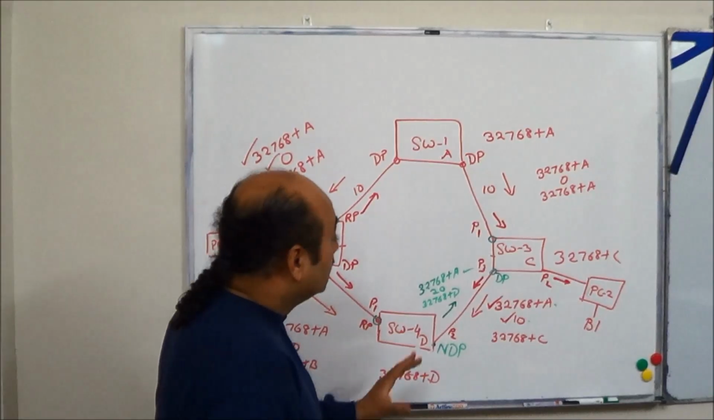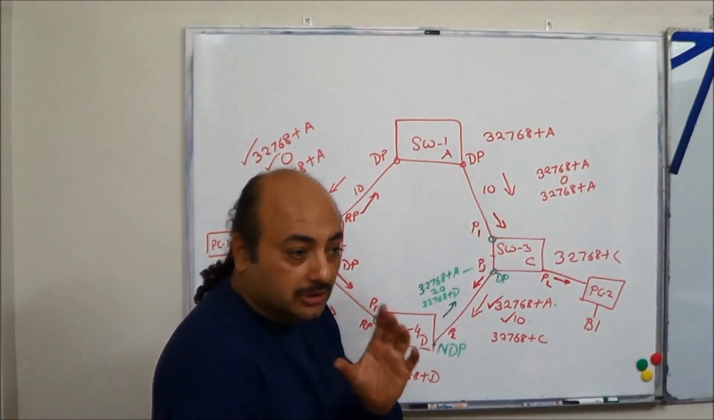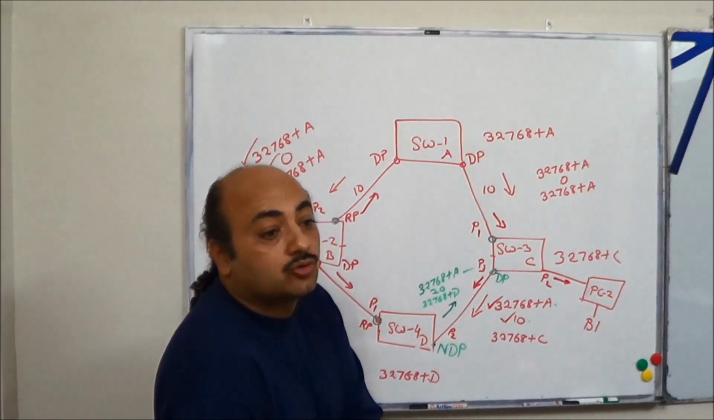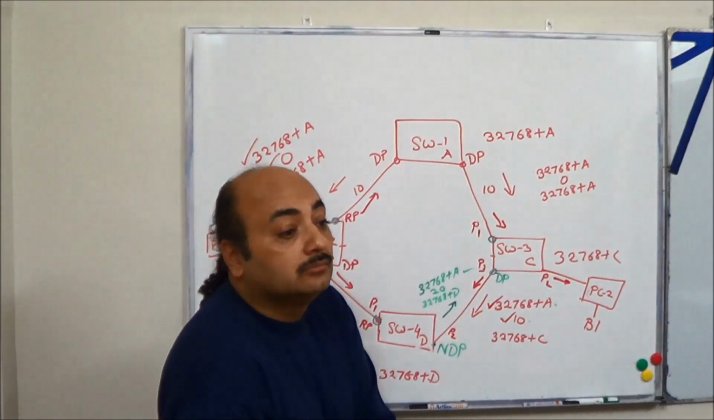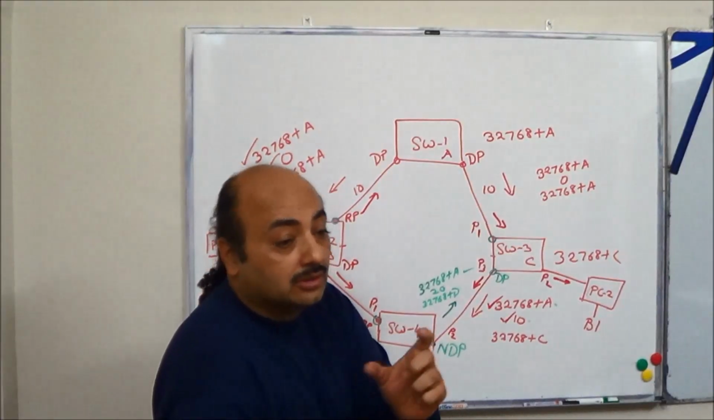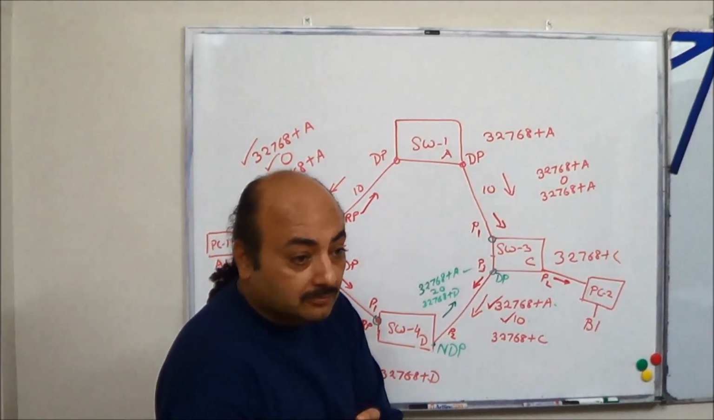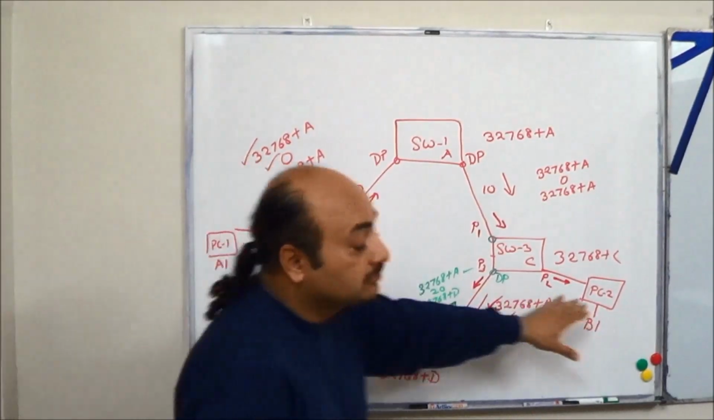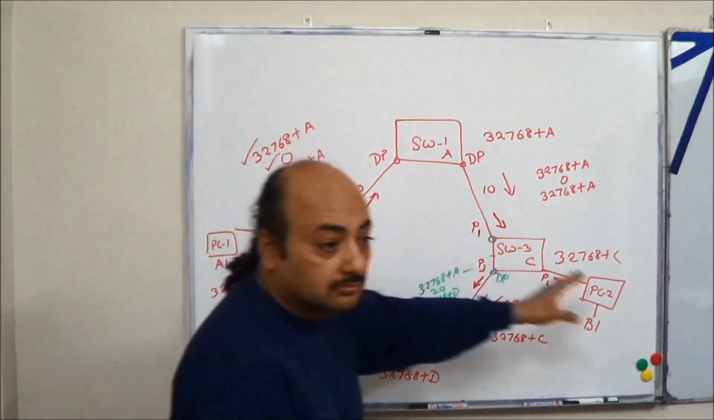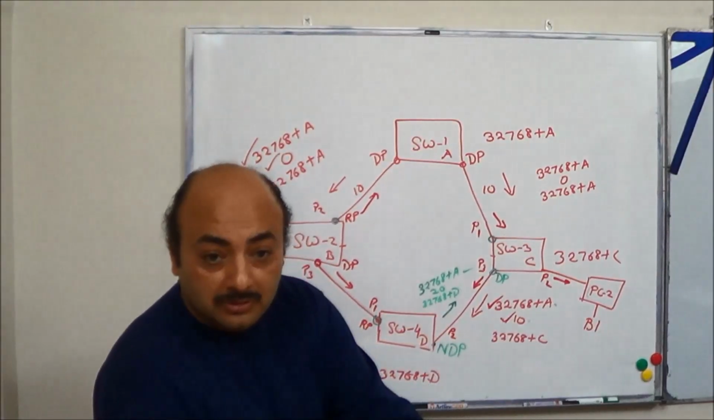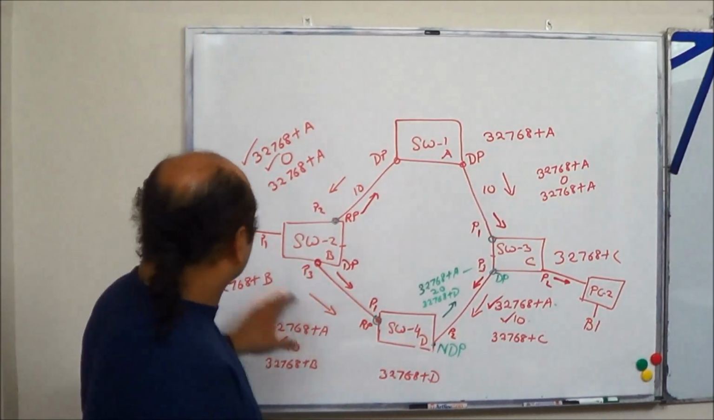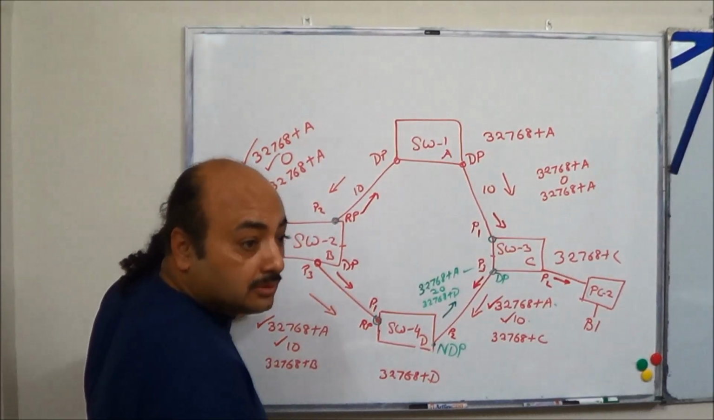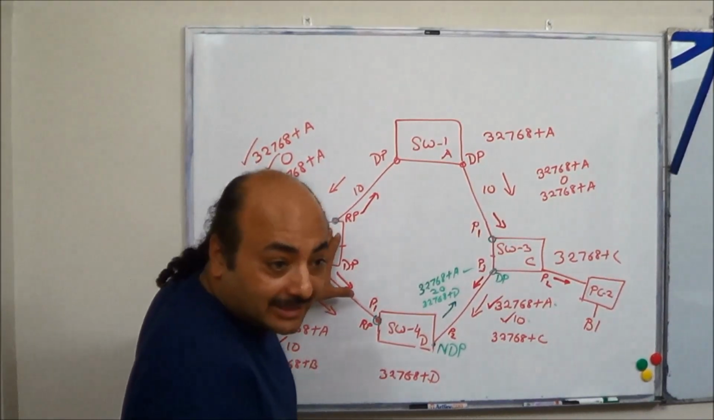Now, one concept has to be put into your mind: the difference between the data frame and the control frame. What is the control frame and what is the data frame? A data frame is the frame which is being sent from end devices. PC1 wants to communicate with PC2. Is that frame originated by the PC? Yes. Now, this BPDU, is this a data frame?